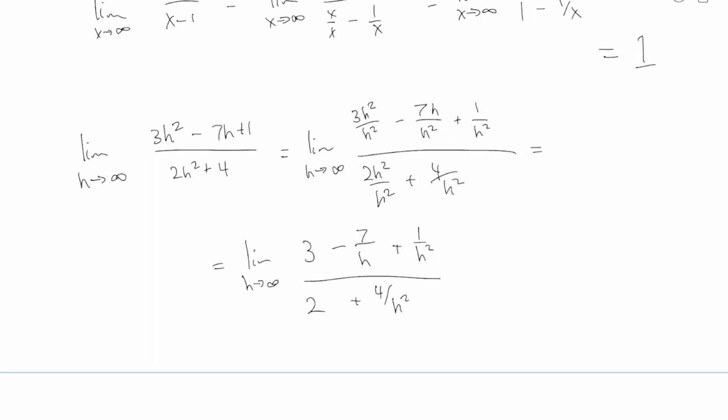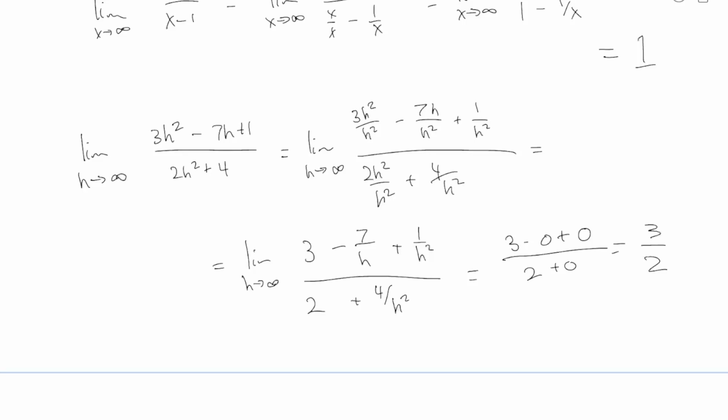All right? And now I'm going to do the limit as usual. All the stuff with h's on the bottoms becomes 0, and the other things just stay like they are. The 3 and the 2 will stay like they are, but everything else becomes 0 because all the other stuff has h's in the denominator. So this is 3 minus 0 plus 0 over 2 plus 0. The answer is 3/2. All right? This is how we do it.